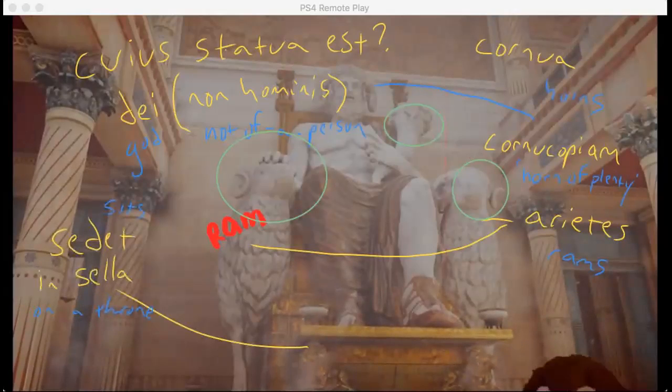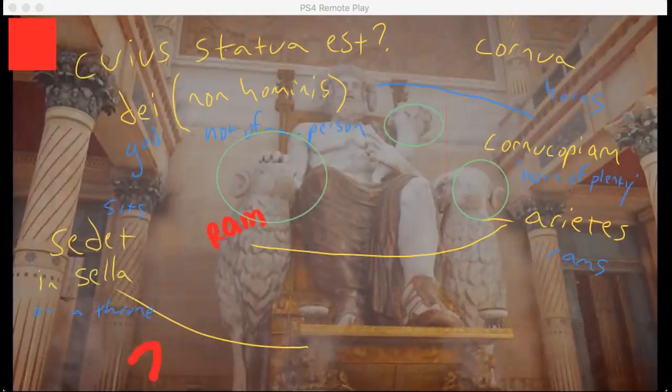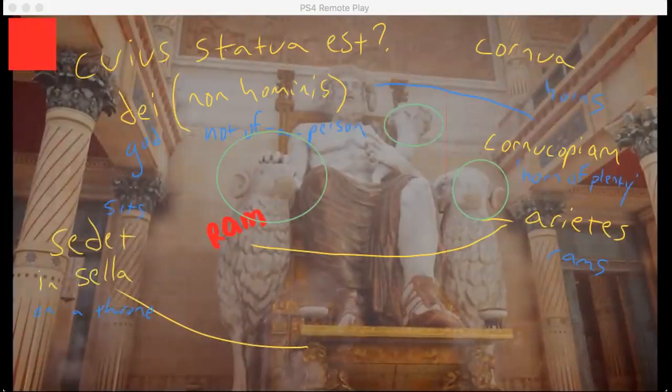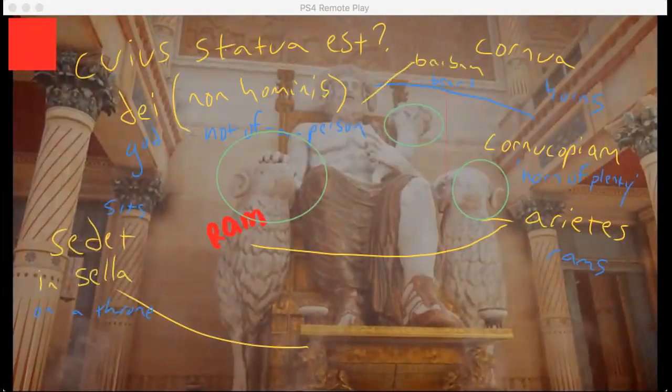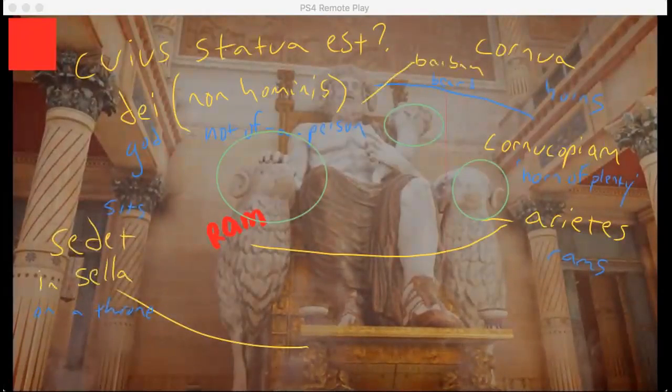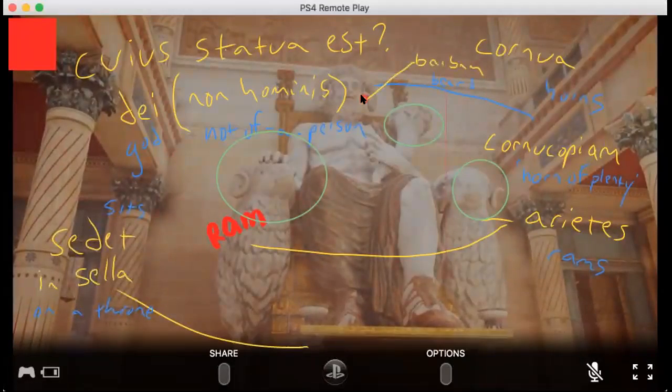Right? The last thing that I usually have us key into too is this thing right here. It's harder to see though. Barbam, beard. Habet. So, habet. I'm going to point these things out with the spotlight. Habet barbam, a beard.